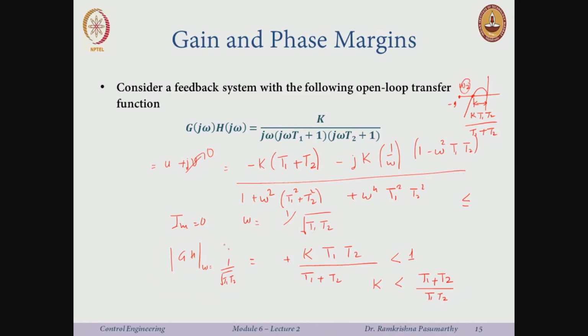What is the magnitude at this phase crossover frequency? It is k t1 t2 over t1 plus t2. And the gain margin is this one, (t1 plus t2) by t1 t2, and what we had defined earlier, this was 1 over a. What is a here? A is k t1 t2 by t1 plus t2. So, you just get the inverse of that.